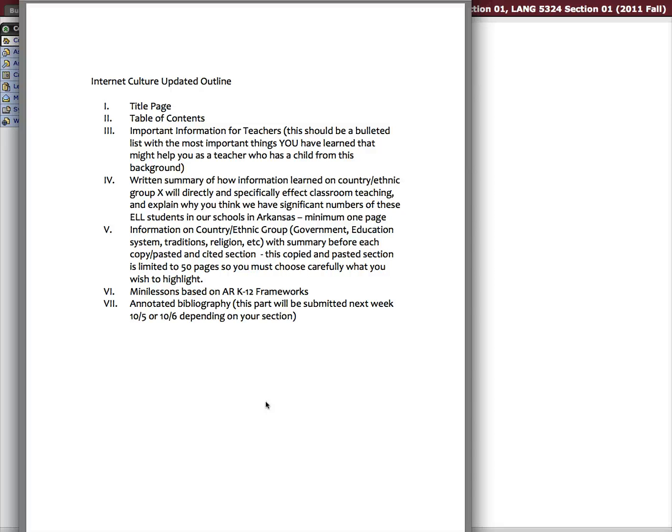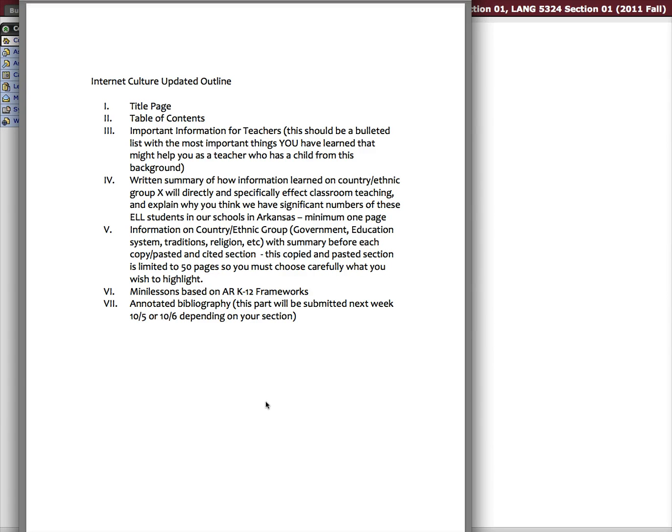The fourth thing is a summary of what you've learned, essentially. But there are two specific things that you're writing about. This is in your own words as well. How the information you learned about the country or the group that you picked will directly and specifically affect your classroom teaching. Okay, and then secondarily, why in the world do you think we have this significant number of students here? That's almost equally as important.